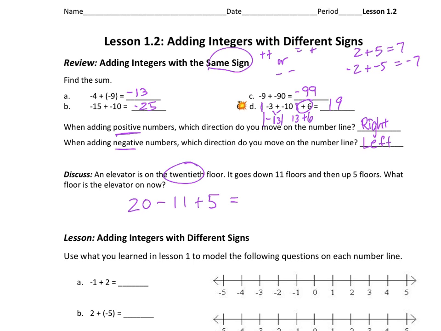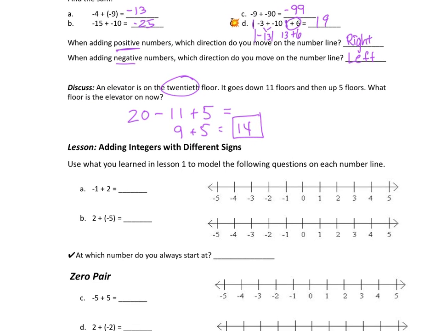This is kind of just a random question that involves a couple of integers. We're not necessarily subtracting yet, but we will be soon. But you should still be able to do this type of question. So 20 minus 11, you should get 9. 9 plus 5 is 14. So floor 14 would be the answer there. And you can use a calculator to type this in.